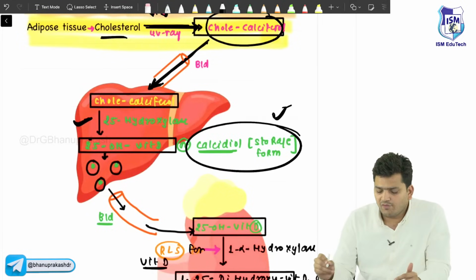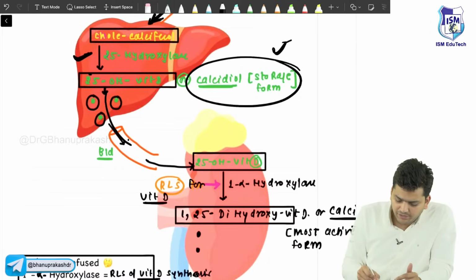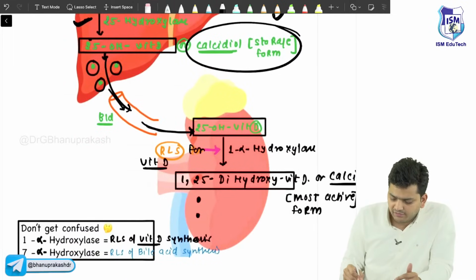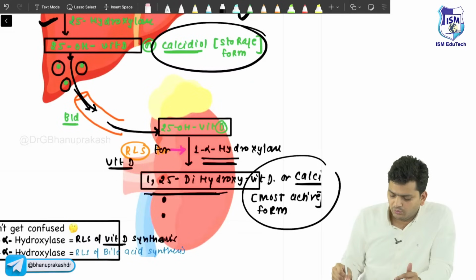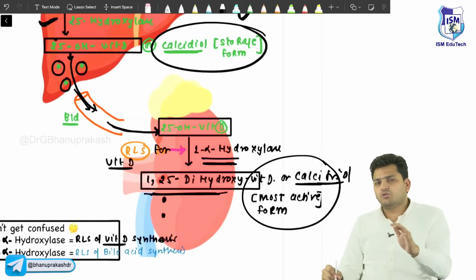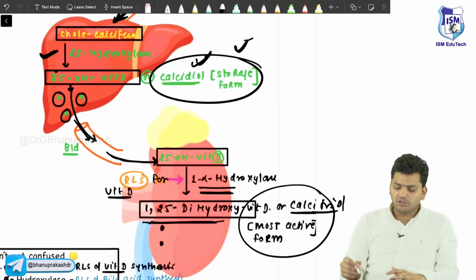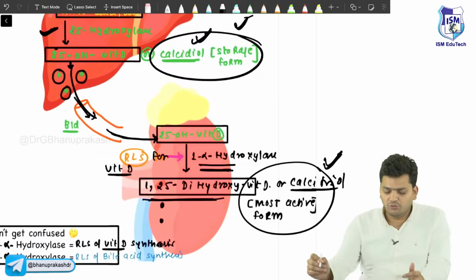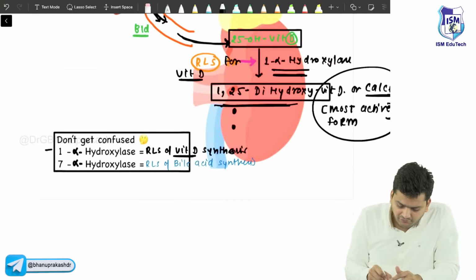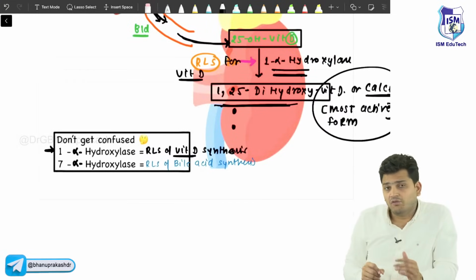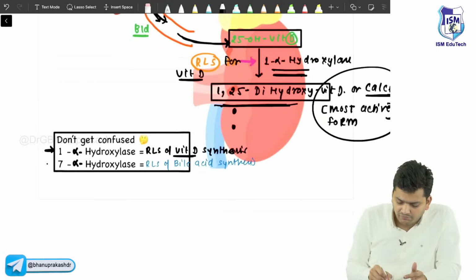And as and when required, this 25-hydroxy vitamin D will go to the kidney, and via 1-alpha hydroxylase, it will convert into 1,25-dihydroxy vitamin D. That is also called calcitriol. This calcitriol is the most active form of vitamin D. So the most common form that is found is calcidiol. The most active form is calcitriol. And what is the rate limiting enzyme for vitamin D synthesis? 1-alpha hydroxylase. 1-alpha hydroxylase should not be confused with 7-alpha hydroxylase.